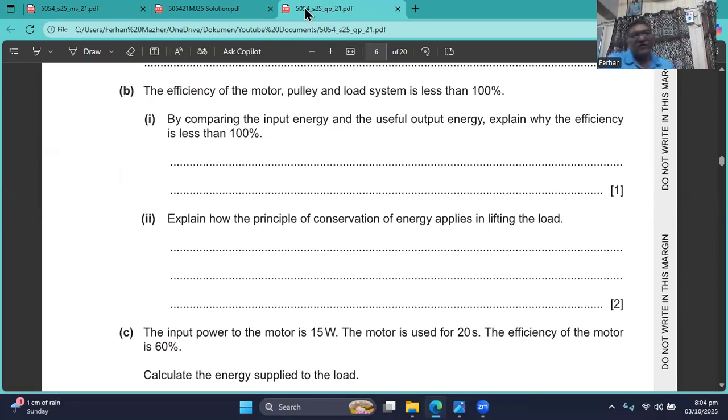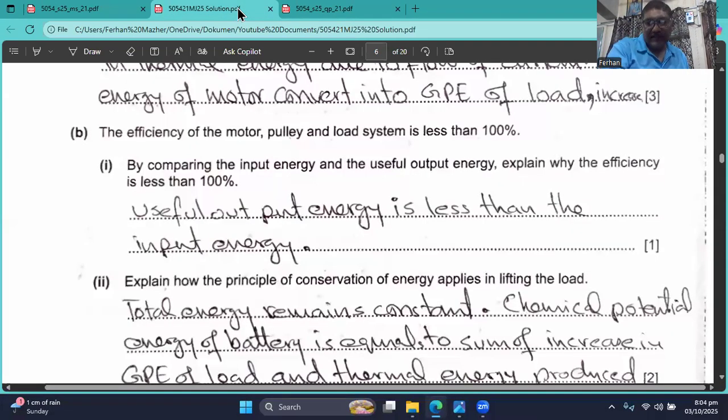Explain how the principle of conservation of energy applies in lifting the load. You see, according to the principle of conservation of energy, the total energy of an isolated system always remains constant, but the energy changes from one form to another form. That's the principle of the conservation of energy. You see, the input energy will be converted into the useful output energy plus the thermal energy, which will be dissipated into the air, which will be a wastage of the energy.